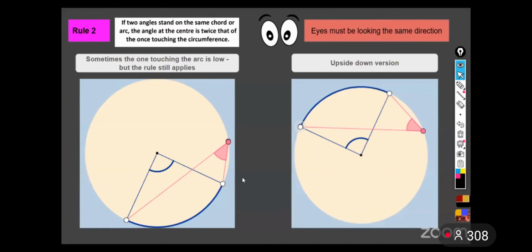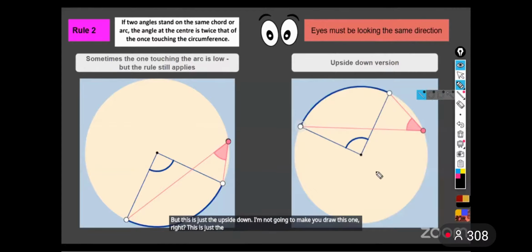But this is just the upside down. I'm not going to make you draw this one. This is just two different versions. So this is not a trick, by the way. You notice one is touching what? One of them is going to the center, and one of them is going to what?